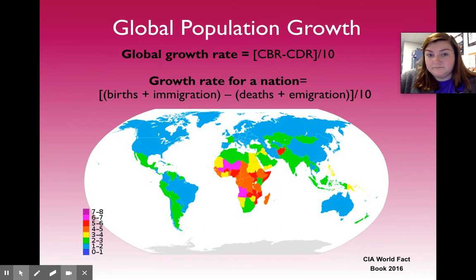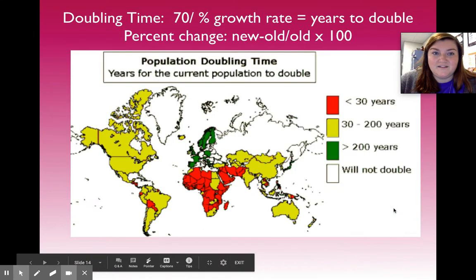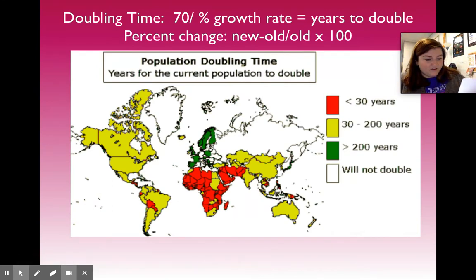for the globe. The growth rate for a nation, any specific country, is births plus immigration minus deaths plus emigration divided by 10. And then you've also got doubling time. Let me catch up and see where we are in the notes too, if you're following along. Hopefully you are following along because there's some good information in here.